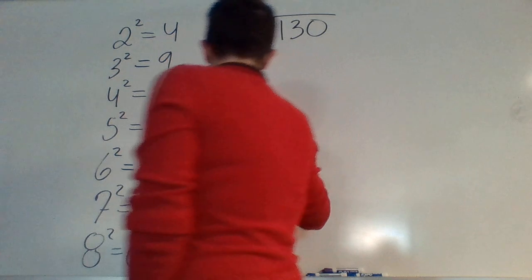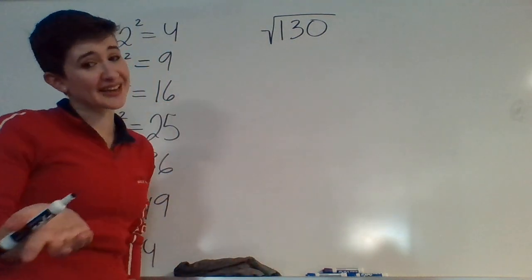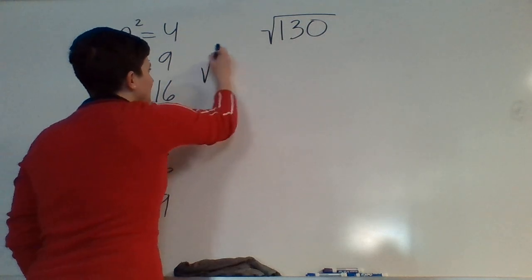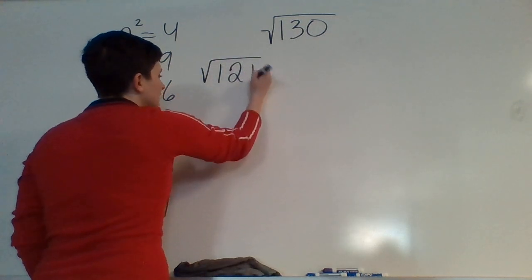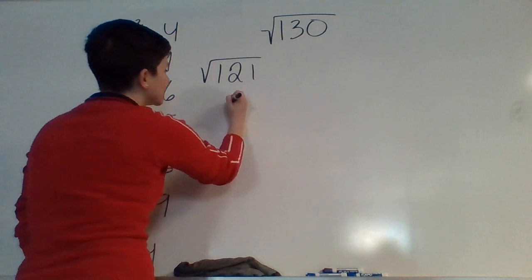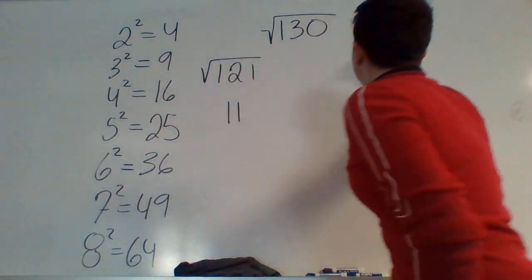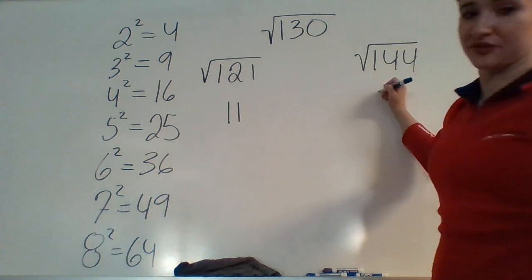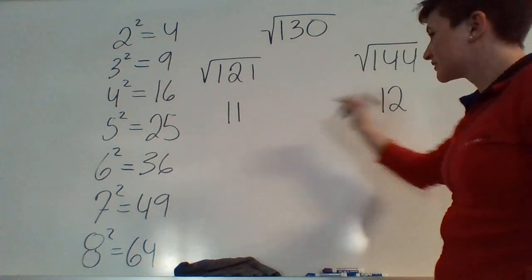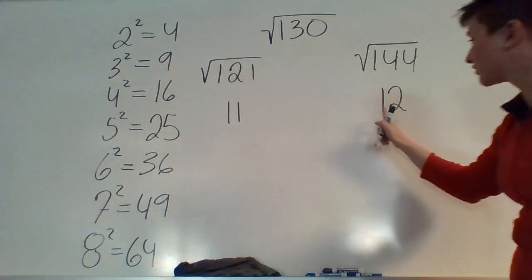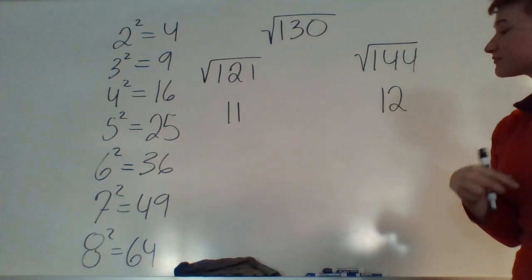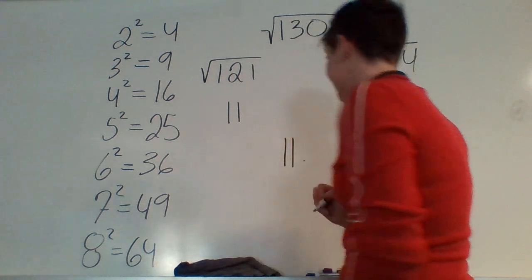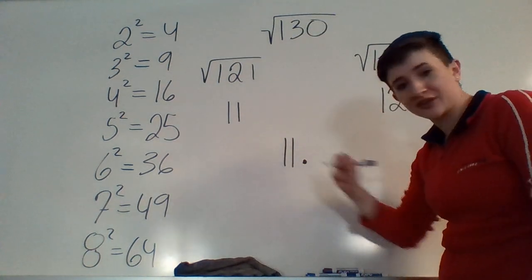So, hopefully, since I can't ask for your responses, you figured out the square root of 130 lies between the square root of 121, which is 11, and the square root of 144, which is 12. 11 squared is 121. 12 squared is 144. So, we know that it's going to be 11 point something. Can you see that? You can. Awesome.